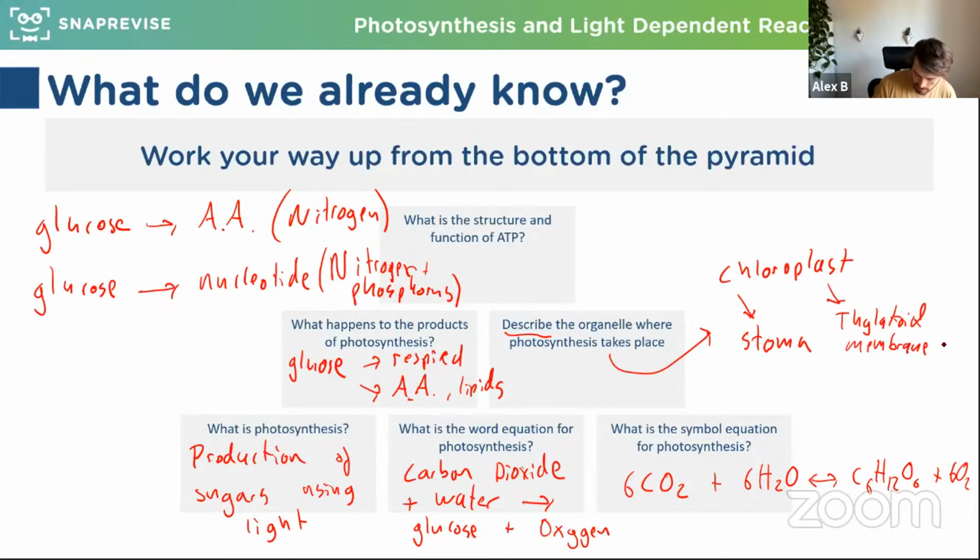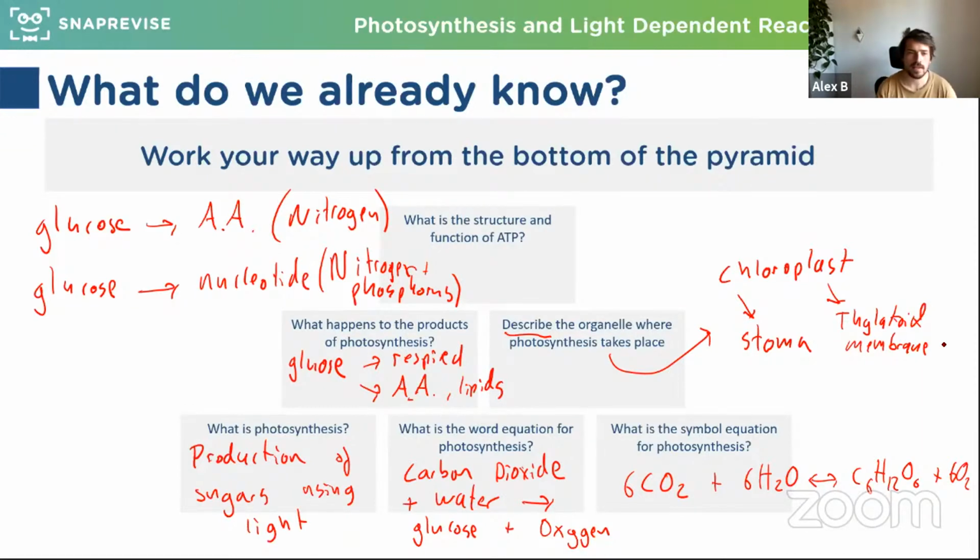And there's thylakoids and other things. I think we're going to look at them more on the next page anyway. So yeah, the light dependent takes place in the thylakoid membrane. Light independent takes place in the stroma.